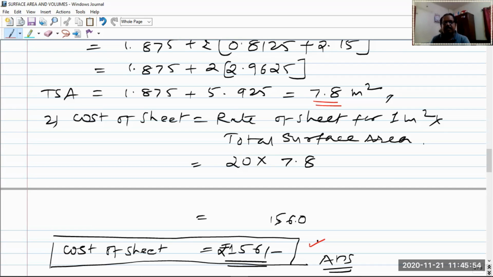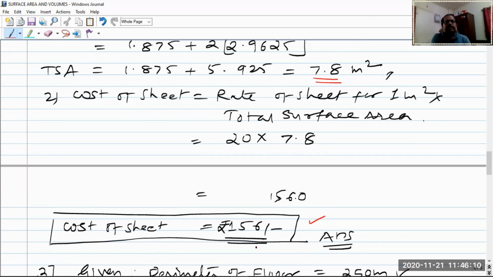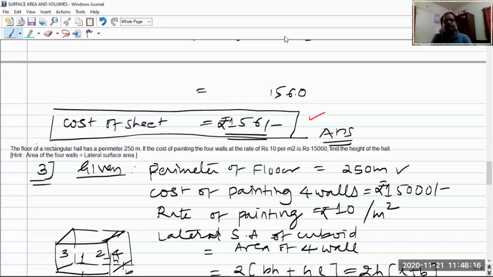Understood, students? Yes. So this sum is very simple. Similar type of example will be there on this part of this topic, right? So now let's see the next example. The next example is like this. I will just show you what the sum is.